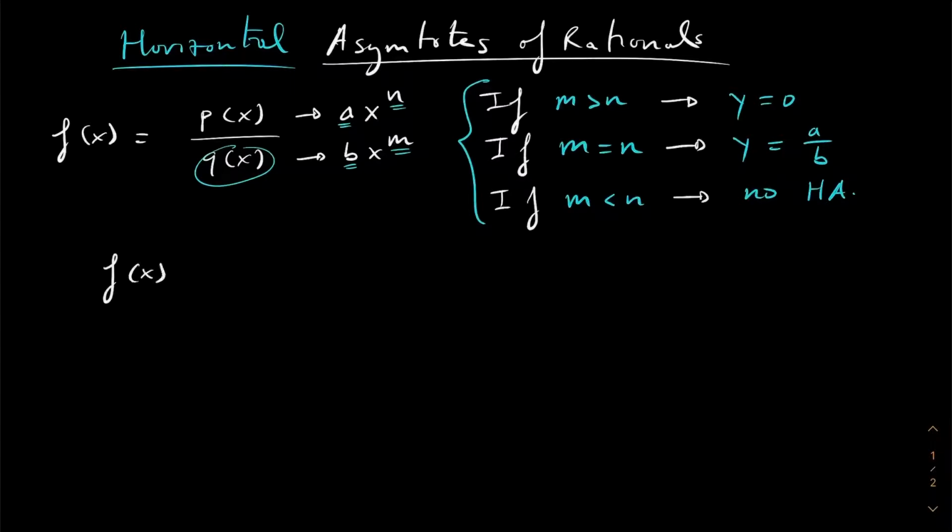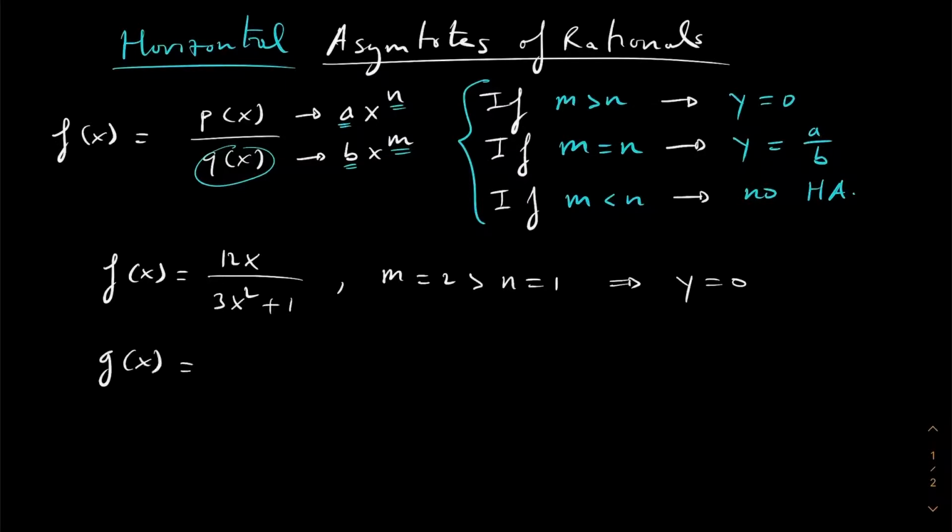And so an example in this case is going to be f of x equals 12x divided by 3x squared plus 1. And so in this case, m, which is equal to 2, is bigger than n, which is equal to 1. And so therefore, y equals 0 will be your asymptote. That's simple. Next example, I'm going to have g of x equals 15x squared plus 4x minus 1 divided by 3x squared minus 1.